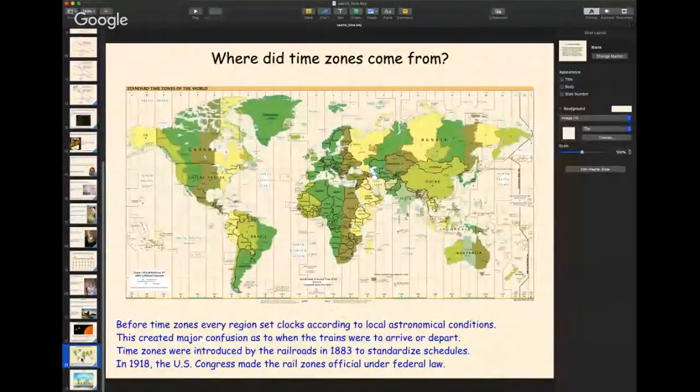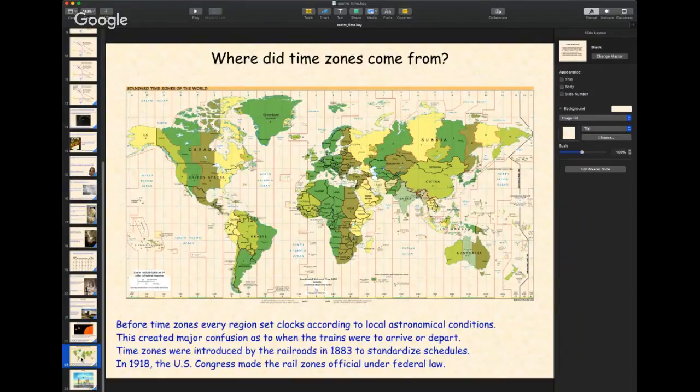But it causes a problem when you start wanting to have large-scale transportation systems. For example, the trains were the first ones. So when you publish a schedule, whose clock are you talking about? Or when you say depart and arrive, are you referring to the departure city where you left, or the arrival city, or is it one in one and one in the other? Oh, what a mess.